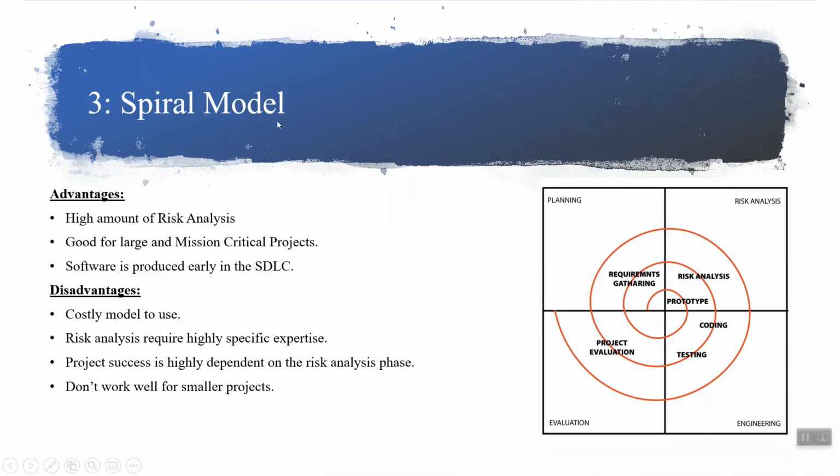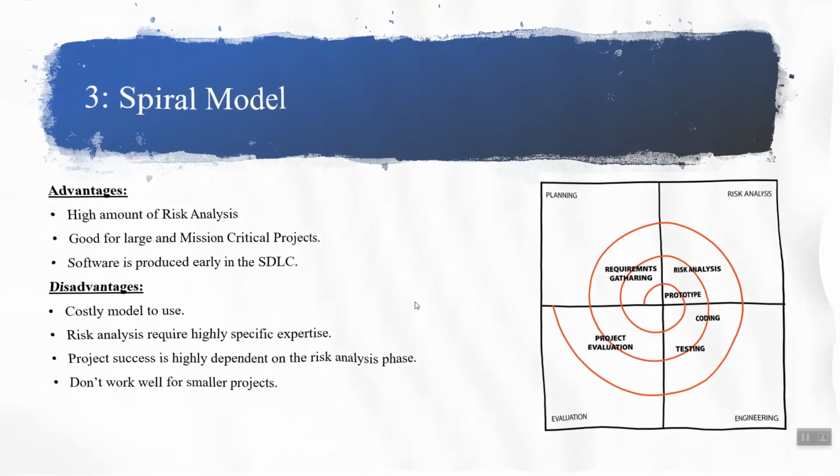Advantages of the spiral model. A high amount of risk analysis is done in the spiral model. It is good for large and mission critical projects. Software is produced early in the software development life cycle. About the disadvantages of the spiral model: it is a costly model to use. Risk analysis requires highly specific expertise. Also, product success is highly dependent on the risk analysis phase. It doesn't work well for small projects. So this is about the third model, which is the spiral model.